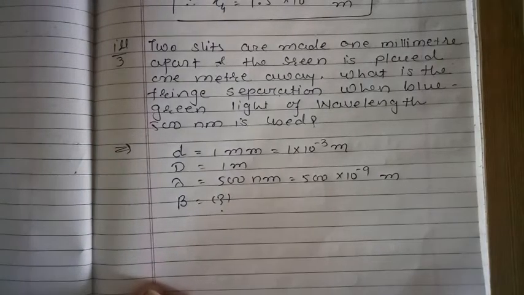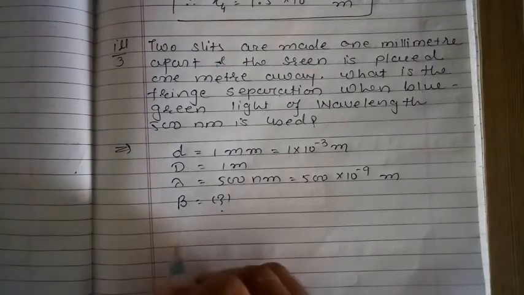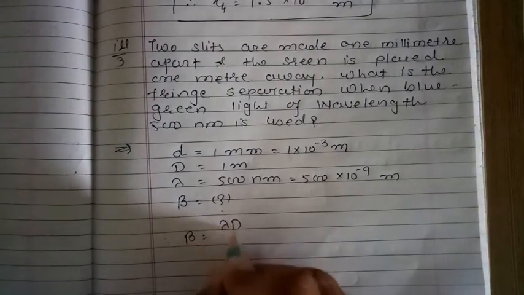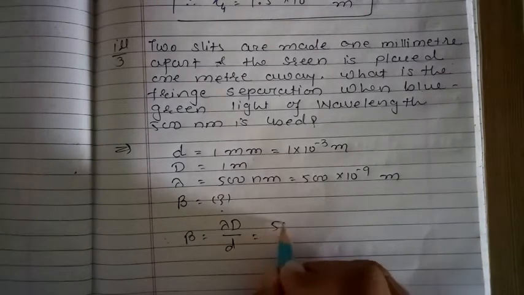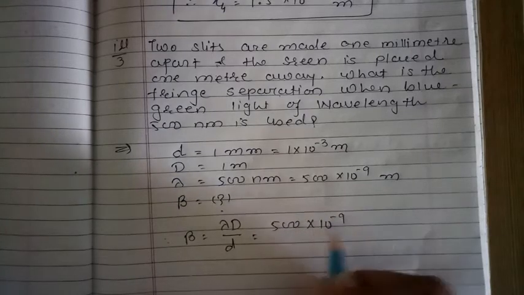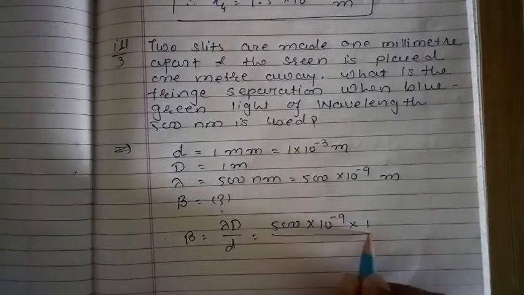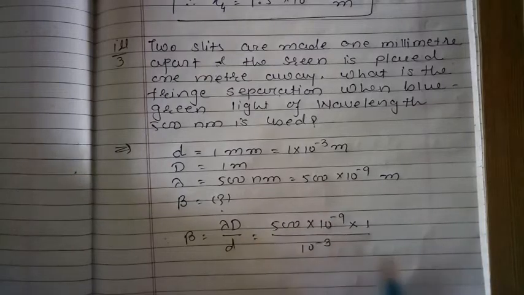So friends, we already discussed the distance between two consecutive dark fringes and two consecutive bright fringes, and we know that the formula in both cases is the same: beta is equal to lambda into capital D upon small d. So here we use the formula beta equals lambda D upon d. Here the value of lambda is 500 nano, that is 10 raised to minus 9, capital D is 1, upon small d, 10 raised to minus 3.